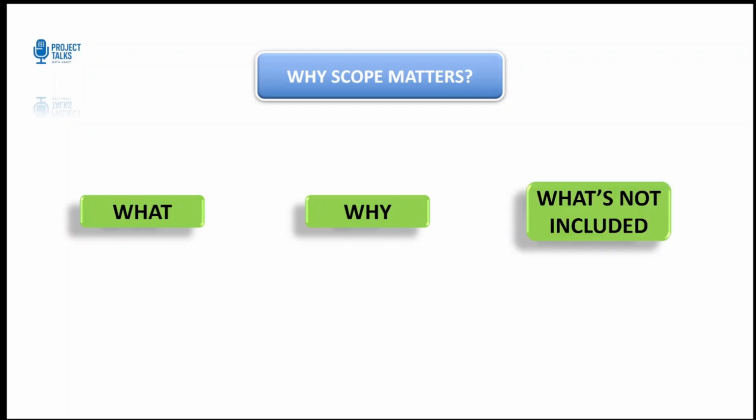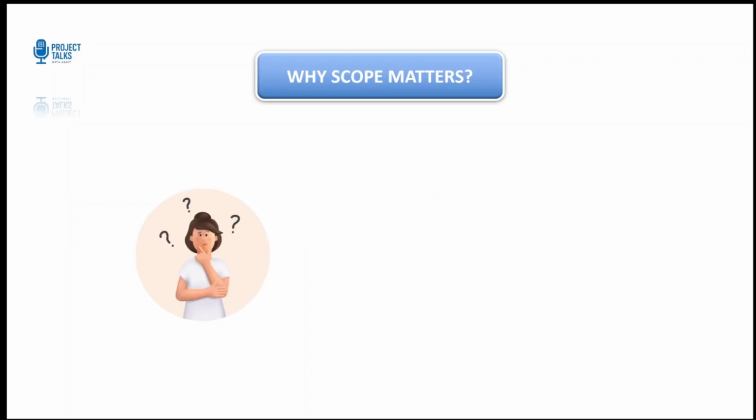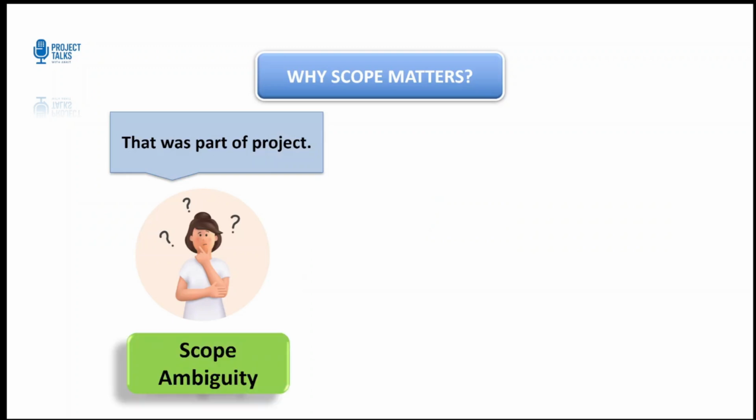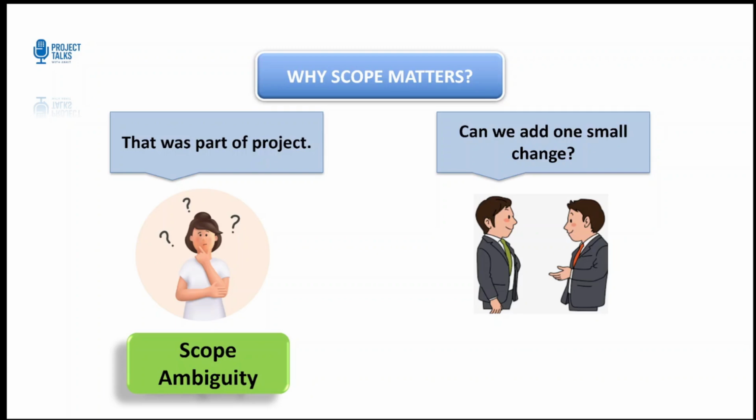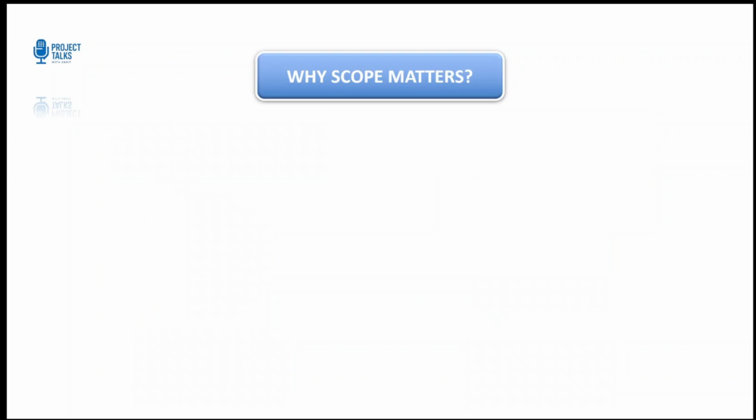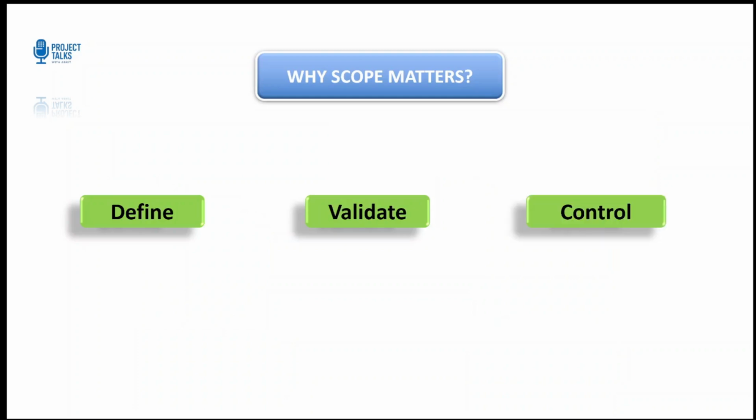And what's not included? If your team ever said, "Oh, I thought that was part of the project," that means you are experiencing scope ambiguity. On the other hand, if your client has ever said, "Can we just add one small change?" here you are facing scope creep. That's why the scope management process exists, to make sure that we define, validate, and control exactly what the project will deliver. Now let's look at the big picture.